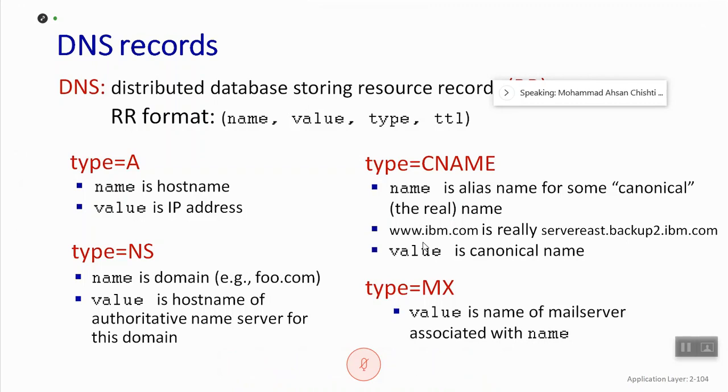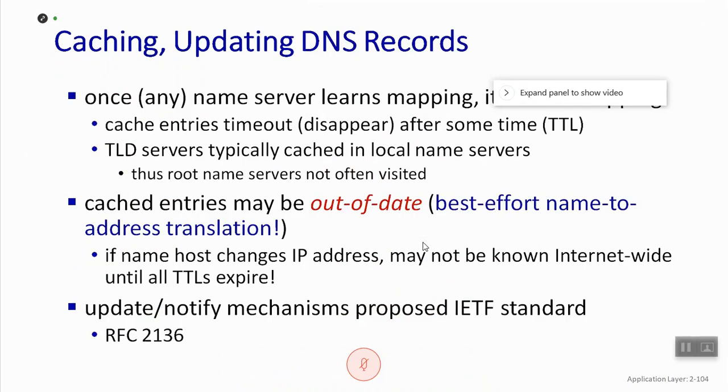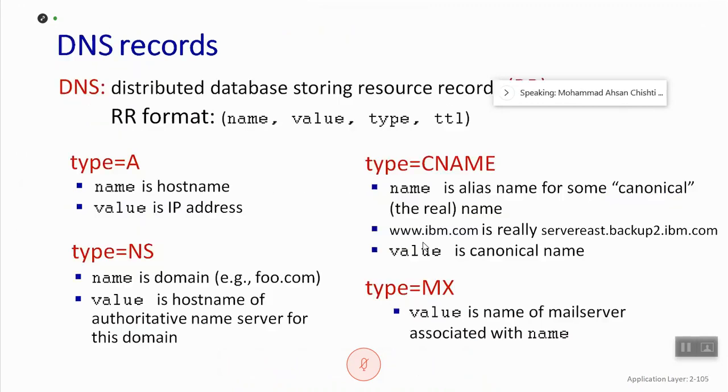So how does the DNS record actually look like? DNS is a distributed database storing resource records, RR. They are using RR formats in which we have a name, a value, a type, and TTL. The first one, that is the name, is the host name, nitcity.ac.in. Then we have a value, and the value is the IP address. That is the equivalent IP address that we have.